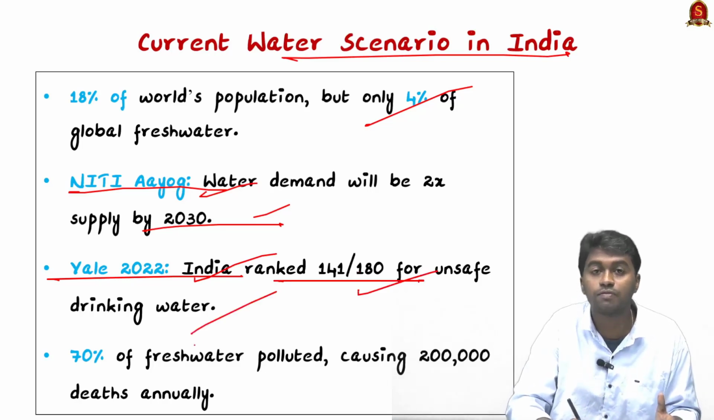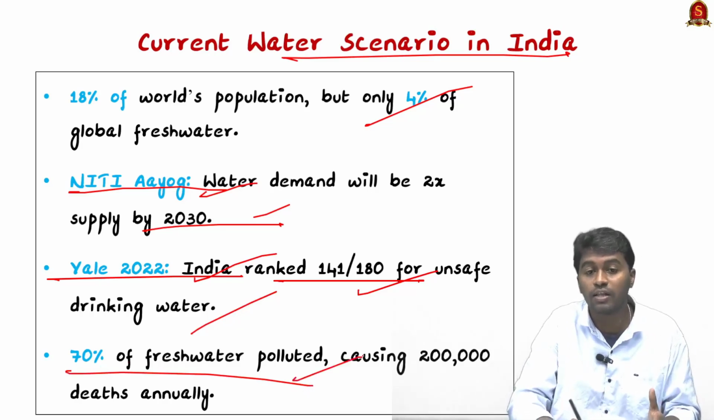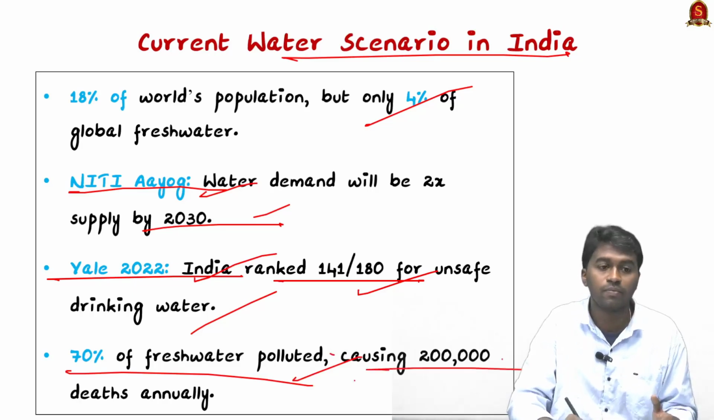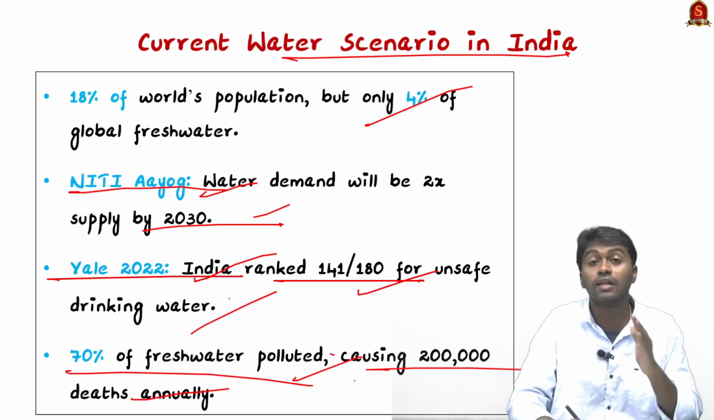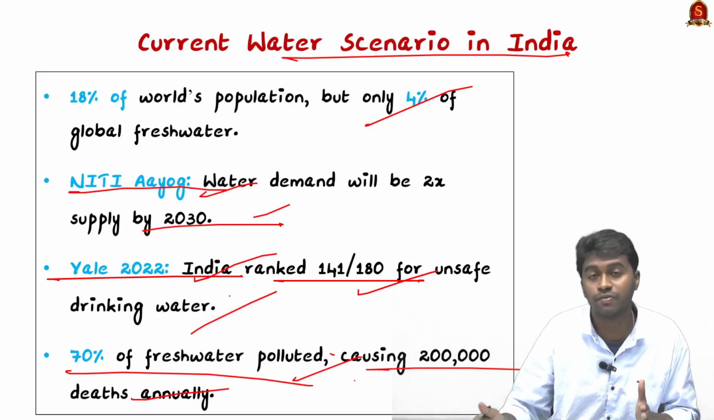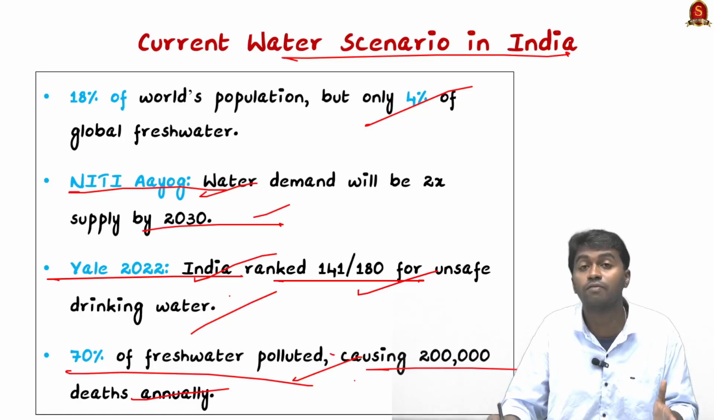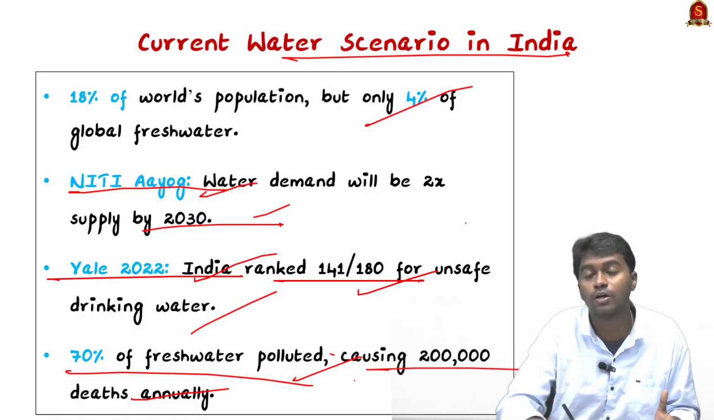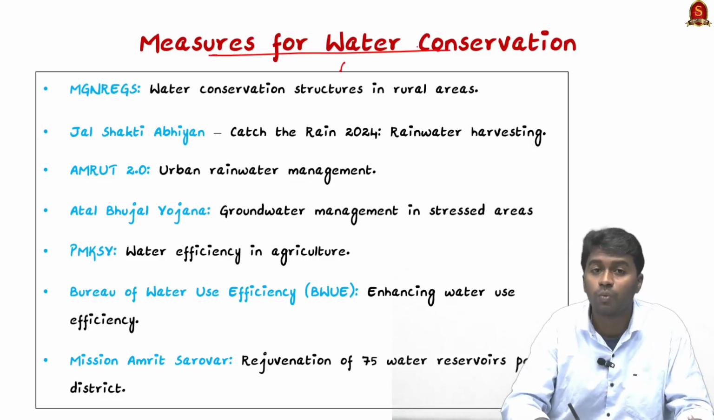And the university also found that 70% of the fresh water in India is polluted, and that is directly or indirectly causing 2 lakh deaths annually. And according to the World Bank estimation, if groundwater depletion goes on at this pace, in another 2 decades, nearly 60% of the districts in India will face severe groundwater scarcity. And this is an estimation given by the World Bank. So now we are going to see some of the measures taken by the government of India for water conservation.